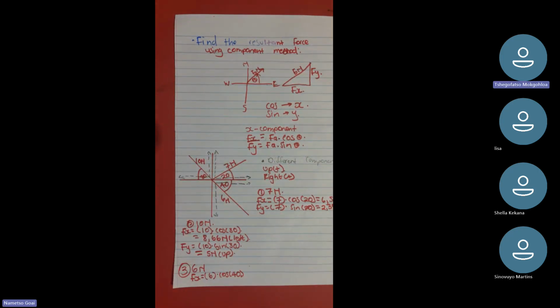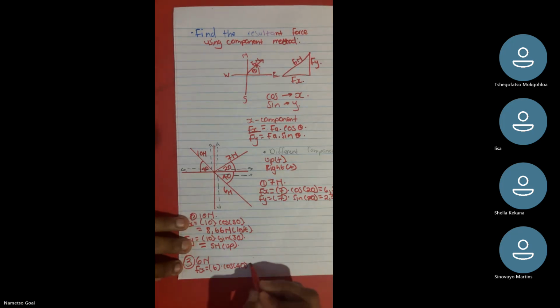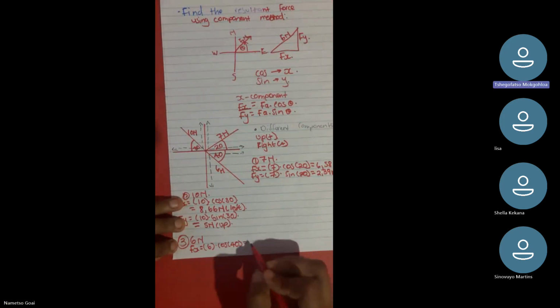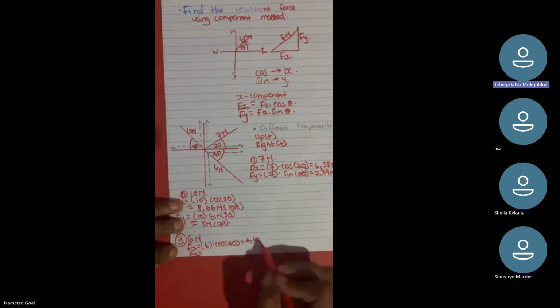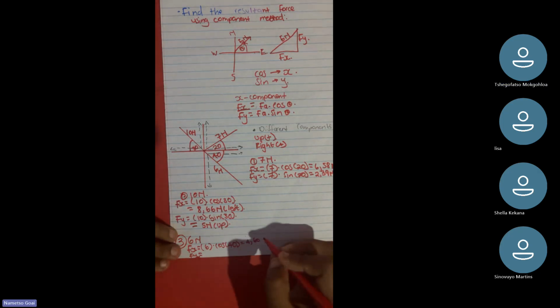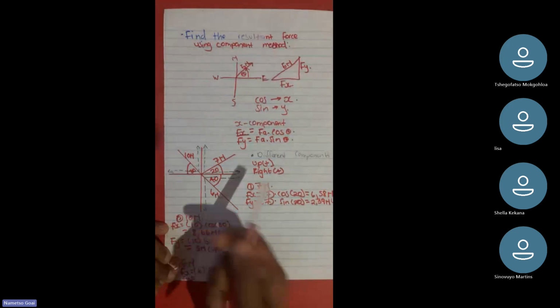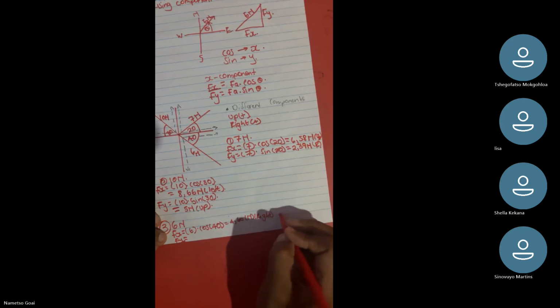Yes, ma'am. Okay. So what is 6 multiplied by cos of 40? 4,60. Ma'am, are we allowed to round off? Yeah, you're allowed to round off. Okay. So it's 4,60 Newton. Let's look at this Fx. It's going to the right. So you'd say right.